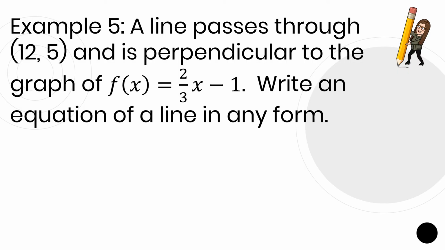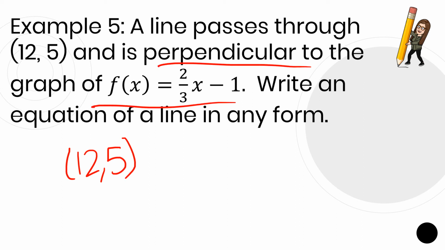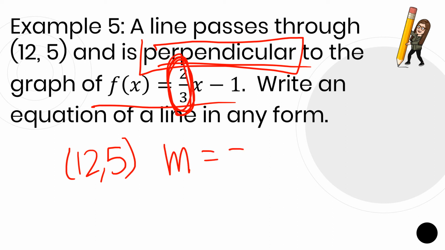Example 5, now let's really get into writing equations. I need a line that passes through (12, 5), and I want it to be perpendicular to this line. Well, let's look at that line. What is this line's slope? 2/3. So what do I want the perpendicular slope to be? The opposite reciprocal. Flip and change, flip and change, flip and change. We need to memorize that.